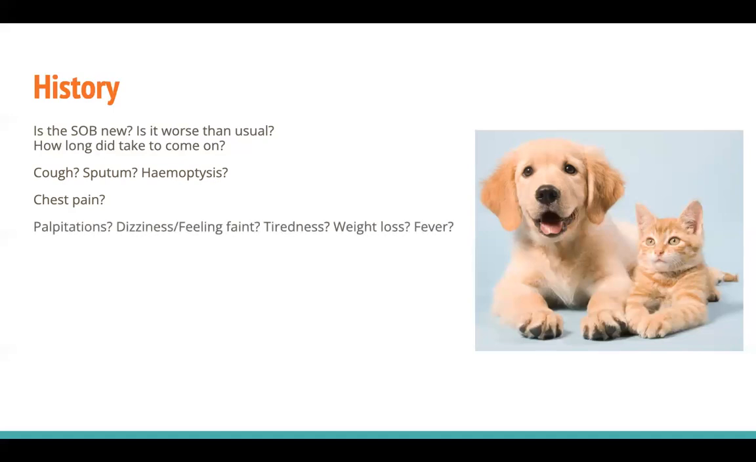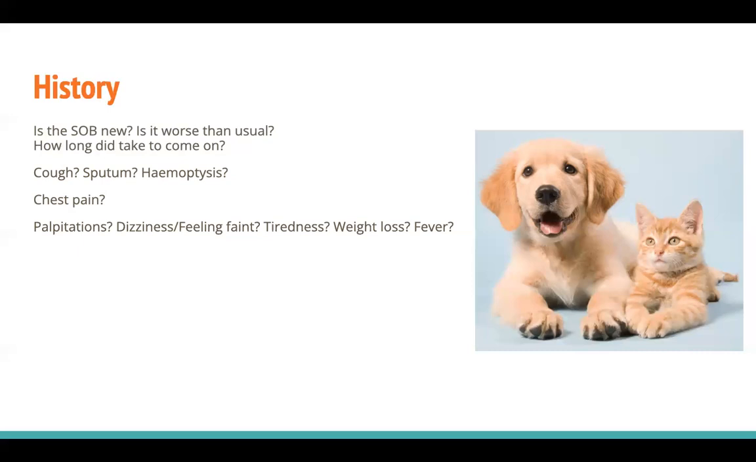Ask about other associated symptoms. Palpitations. Do they notice any problems with their valves? Are they taking a lot of nebulized salbutamol? Perhaps they've been feeling dizzy or faint. Patients can present with collapse in pulmonary embolism, but also hypotension can make them feel like this in both community-acquired pneumonia and also heart failure.